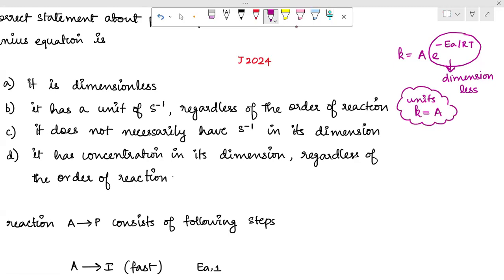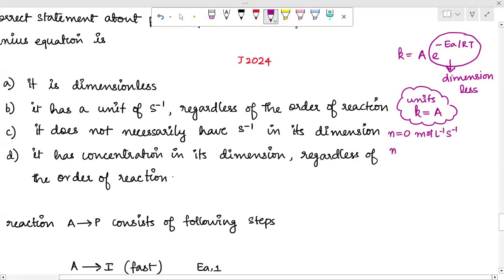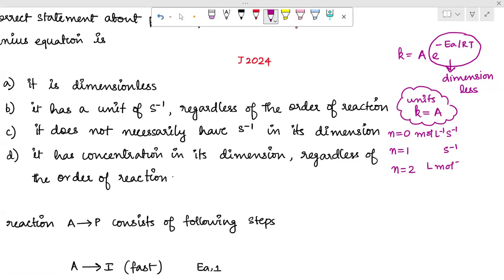So let's say that it is a first order reaction. Then the unit of K will be moles per liter per second, and that will be the unit of A as well. Sorry, that is for a zero order reaction. If it is a first order reaction, it is going to be per second. If it is a second order reaction, it is liter per mole per second. That you know. You already know how to derive the rate constant's unit.